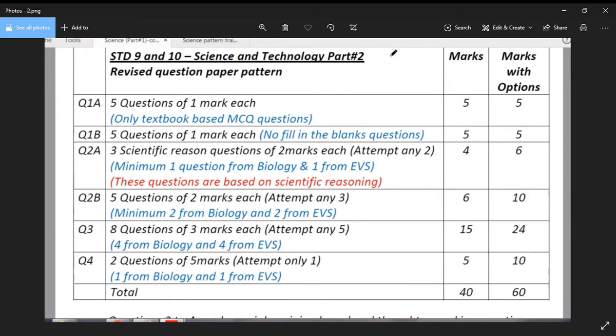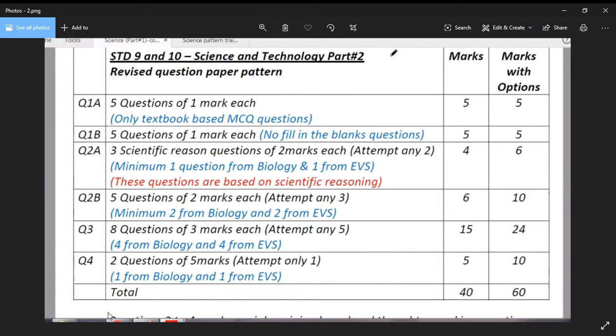Question 2A, there are 3 scientific reason questions of 2 marks each. You have to attempt any 2, that is compulsory marks are 4 and with option 6. Question 2B, 5 questions of 2 marks each. You have to attempt any 3, a minimum of 2 from biology and 2 from environmental science. It means that there are 6 marks compulsory and 10 marks with option. Question 3, 8 questions of 3 marks each. You have to attempt any 5, 4 from biology and 4 from EVS. That is, you have compulsory 15 marks, but with option there are 24 marks.